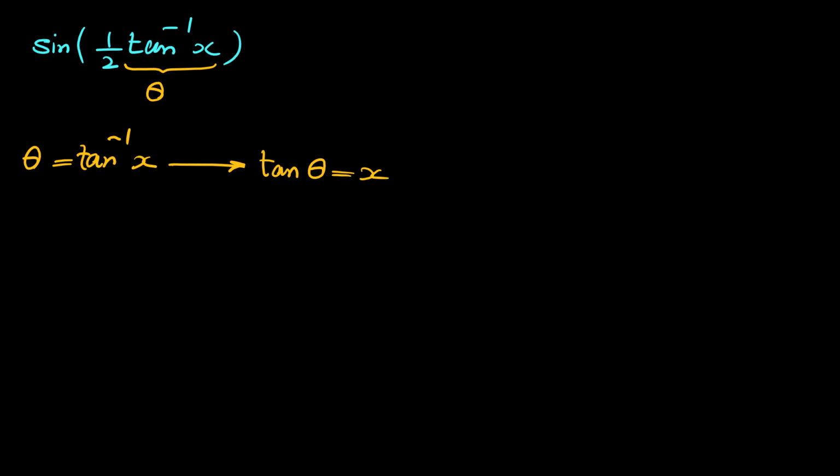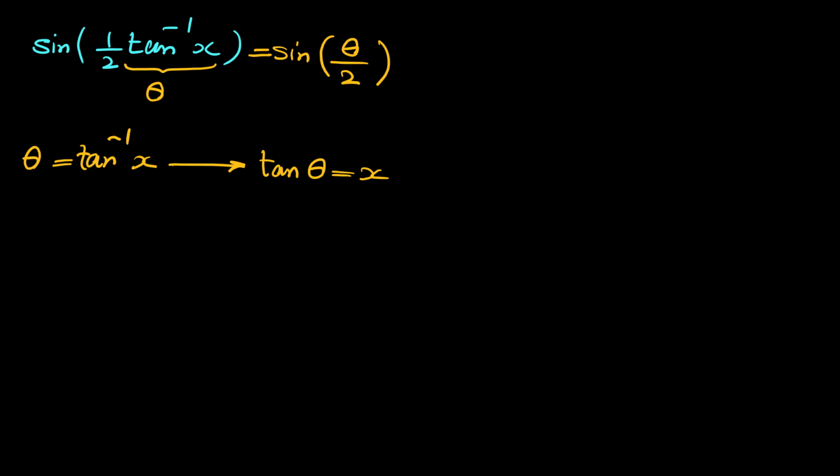So now, attention, the expression that we want to evaluate is sine of 1/2 of tangent inverse, but tangent inverse is theta. So we want to evaluate sine of 1/2 of theta. Instead of writing 1/2 of theta, we can write it in the form of theta over 2. We want to evaluate sine of theta over 2.